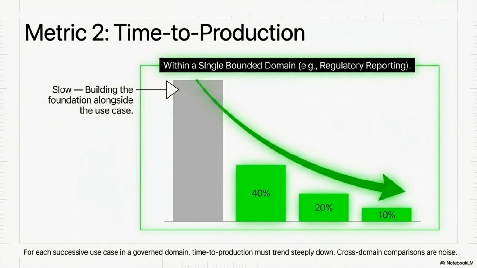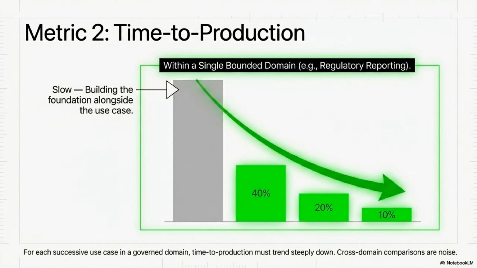Metric 2, time to production. How long does it take to get each new AI use case live in a domain? This is reuse rate's payoff in days. The first use case in the regulatory reporting domain is slow. You're building the substrate while you build the use case. The second is faster. The third faster still. If your time to production is not falling within a domain, the inheritance isn't happening.